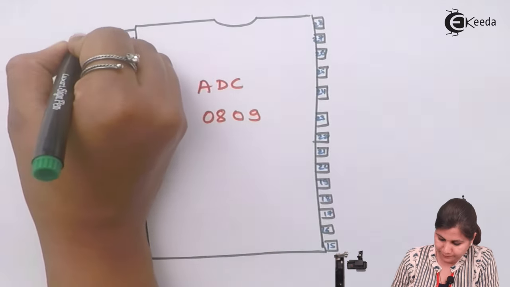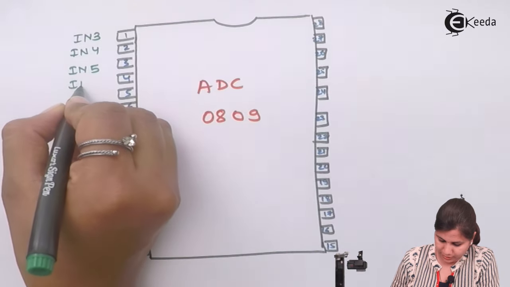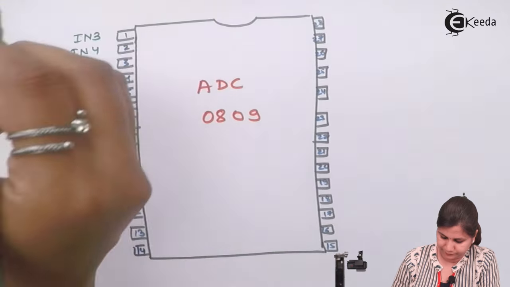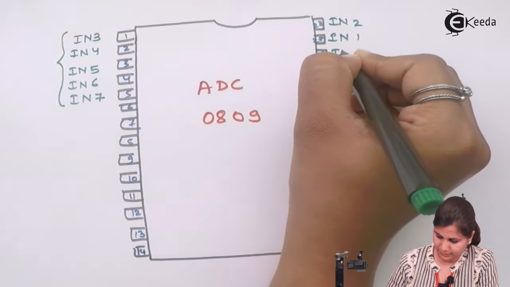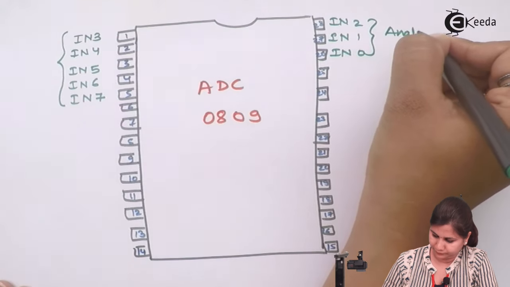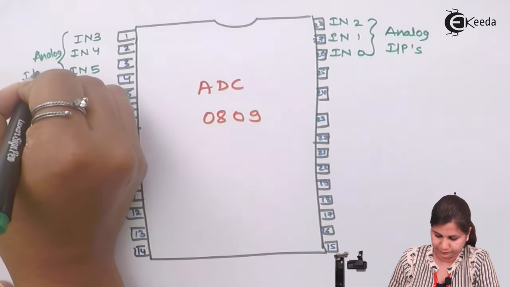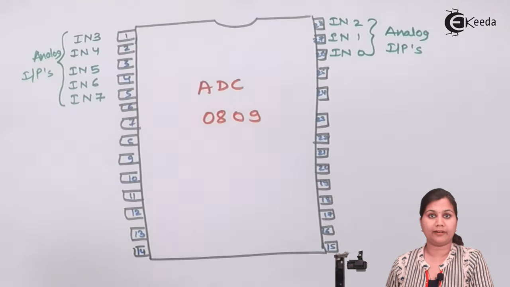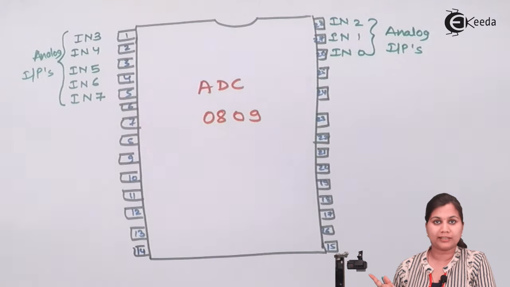Now if we see, each pin is assigned some function. So pin number 1, it is IN3, IN4, IN5, IN6 and IN7. These are IN2, IN1, IN0. So these are the 8 analog inputs. Now, as I have said, 8 analog inputs will be given and there are 8 channels present. At a time only one channel will be selected by the multiplexer and that analog input will be converted into digital.